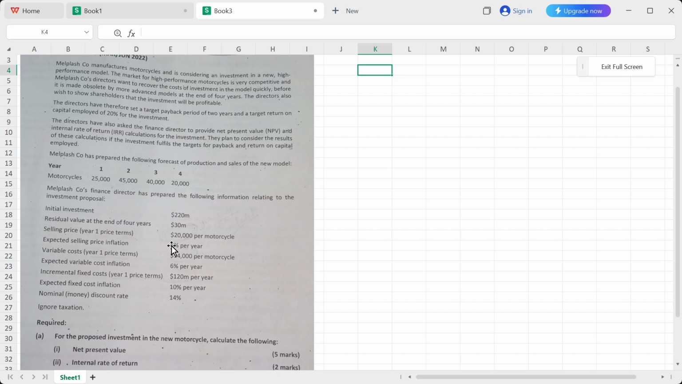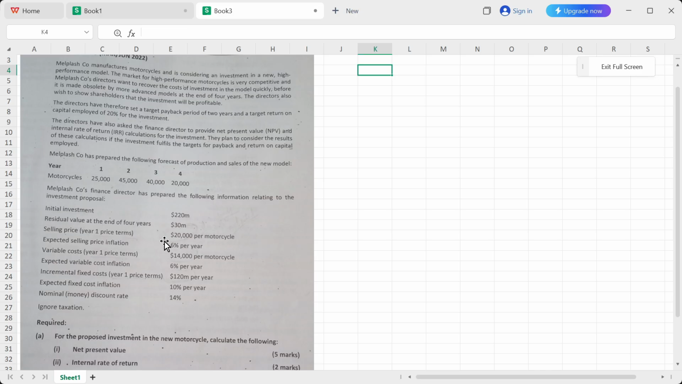For selling price, the inflation is 6% per year. The variable cost is 6% per year. And the incremental fixed cost inflation is also 10% per year. So that means we will have to adjust these values with the inflation, right? These are current values and we have to adjust them into nominal values by adjusting for the inflation.